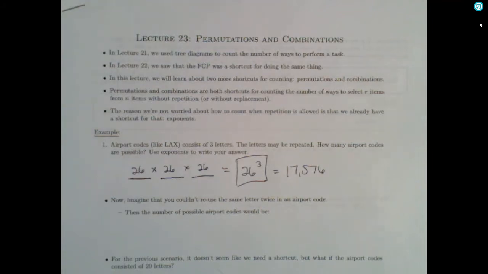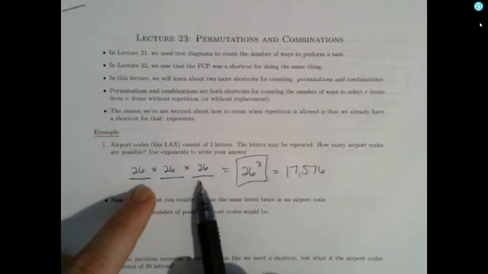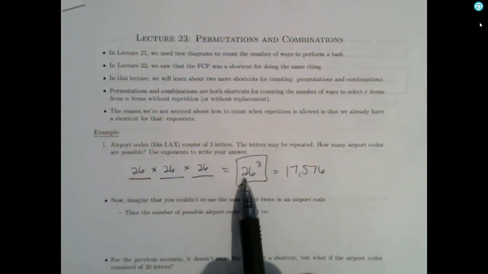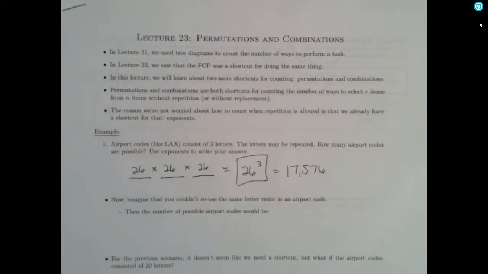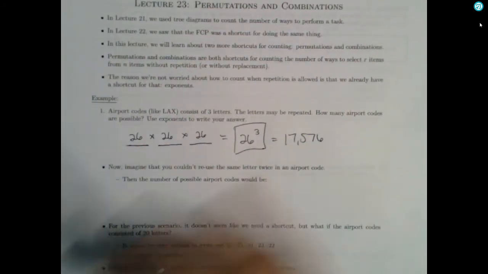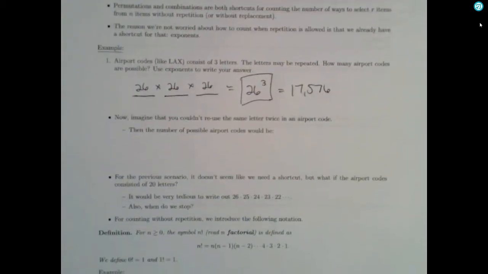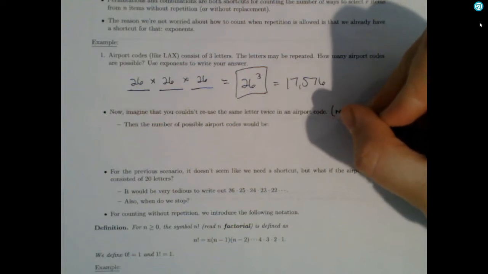Anyway, the moral of the story is, if repetition is allowed, then counting is not difficult, right? You can just use exponents. You can say, well, I had 3 letters and 26 possibilities for each letter, so it's just 26 to the third power. Boom, right? But now imagine that you couldn't reuse the same letter twice in an airport code. So imagine, repetition is not allowed.